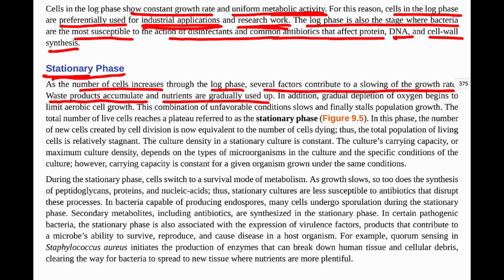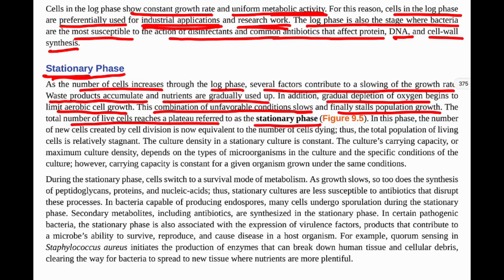Now they're running out of nutrients, and now they're kind of swimming around in their own waste products, which is less than ideal. In addition, a gradual depletion of oxygen begins to limit aerobic cell growth. So if we have our tubes and we have our lids on our tubes, the bacteria will be using up that oxygen, so they're going to be running out of oxygen, which would be like a nutrient, running out of what they need in order to grow. So this combination of unfavorable conditions is going to slow and then finally stall the population growth. So in the stationary phase, we see this slowing and then stalling. So the total number of live cells reaches a plateau, and this plateau is called the stationary phase.